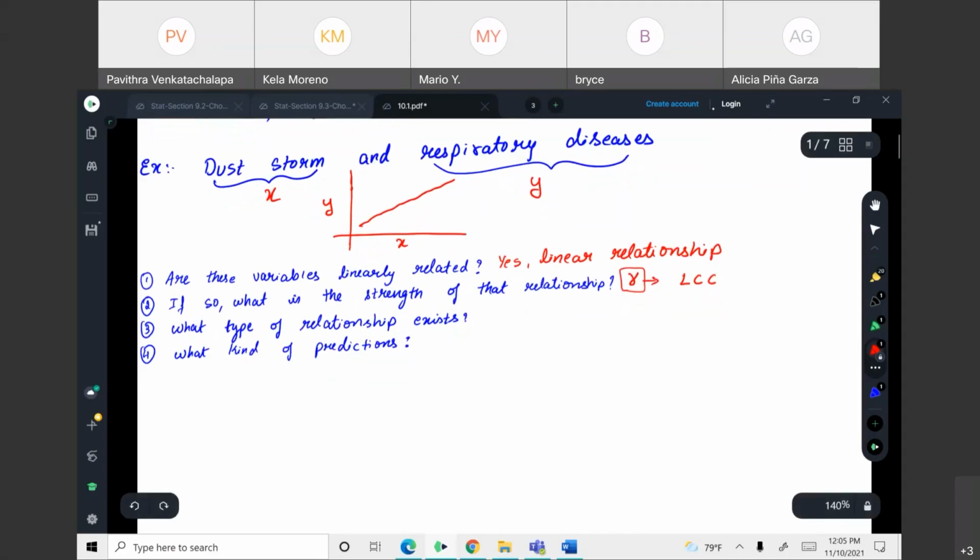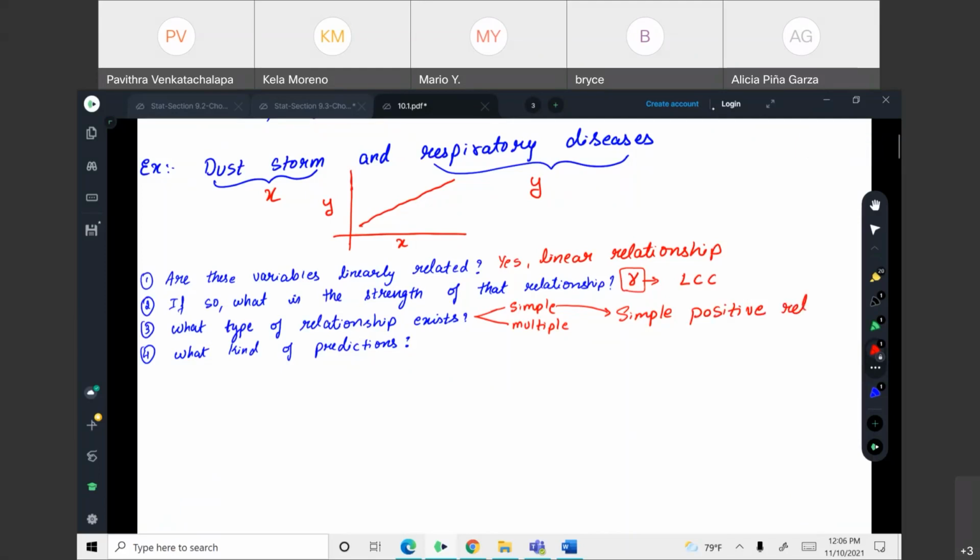Okay. Now, third question, what type of relationship is that? As I told you, there are two types of relationships, simple and multiple. Multiple means if you have more than two variables. Since we have only two variables, we will say it is a simple relationship, and it is a simple positive relationship. Why is it positive? Because if you move from left to right, the line increases. So if the line increases, we say it is a positive relationship. And the R value has to be positive.